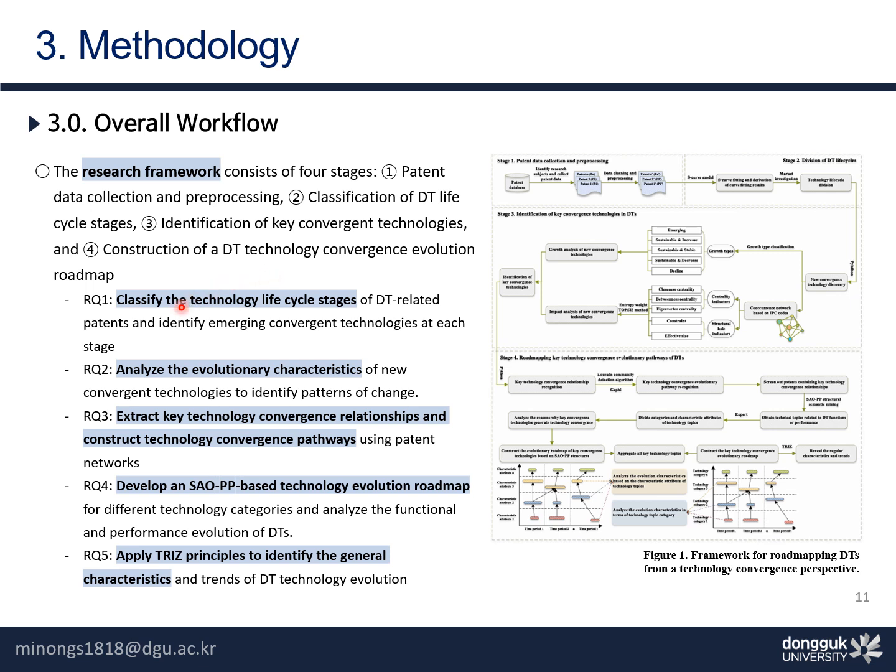The research questions are: classify DT patent life cycles and identify emerging convergent technologies, analyze evolutionary patterns of new convergent technologies, extract key convergence relationships using patent networks, develop an SAOPP-based roadmap, and analyze functional and performance evolutions of DTs. The last one is to apply three principles to identify trends in DT technology evolution.